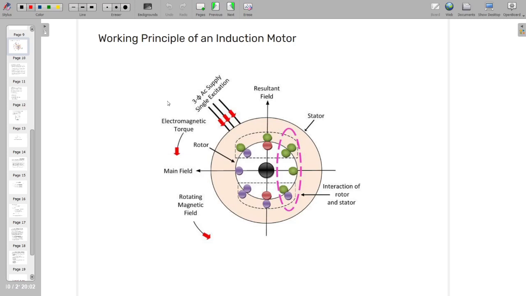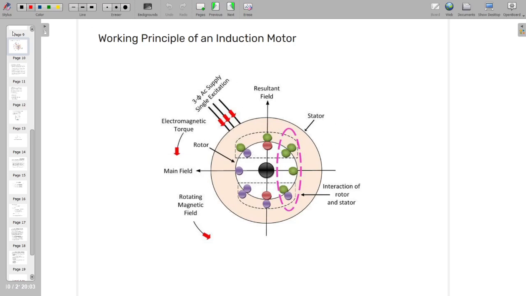So now let us discuss the working principle of the induction motor. Basically, the motor which works on the principle of electromagnetic induction is known as the induction motor. Electromagnetic induction is the phenomenon in which an electromotive force is induced across an electrical conductor when it is placed in a rotating magnetic field.